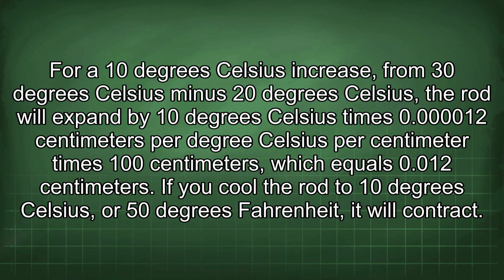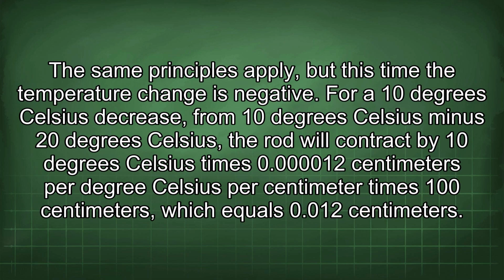If you cool the rod to 10 degrees Celsius or 50 degrees Fahrenheit, it will contract. The same principles apply, but this time the temperature change is negative. For a 10 degrees Celsius decrease, from 10 degrees Celsius minus 20 degrees Celsius, the rod will contract by 10 degrees Celsius times 0.12 centimeters per degree Celsius per centimeter times 100 centimeters, which equals 0.12 centimeters.